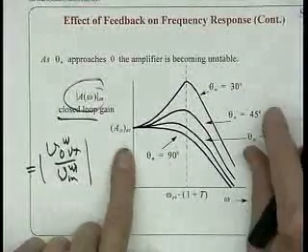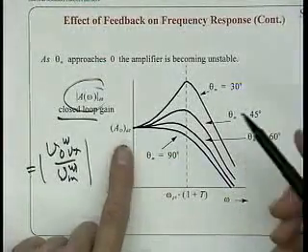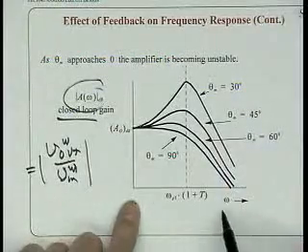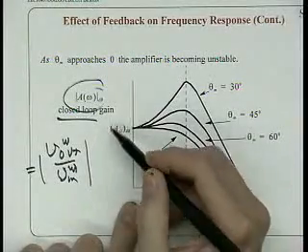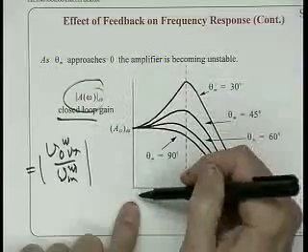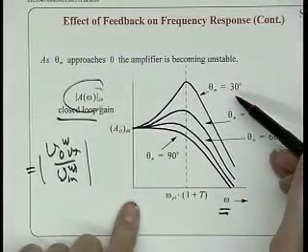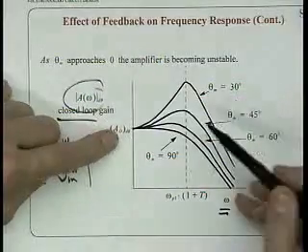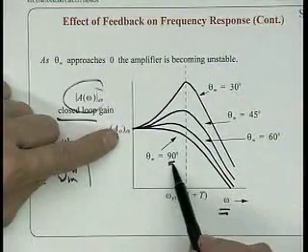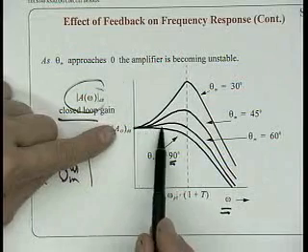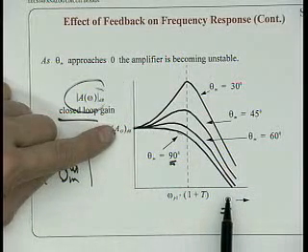This is what you saw, this effect. This is versus frequency here. This is the magnitude of the transfer function. And here's what happens to it as a function of phase margin. If you have lots of phase margin, 90 degrees, the transfer function just falls off nicely.